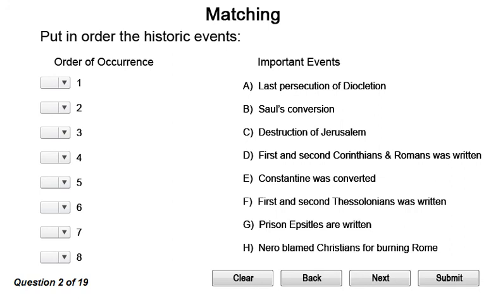Then we have Constantine was converted and took over the empire. That was in 312 AD. 1st and 2nd Thessalonians was written before 1st and 2nd Corinthians. Then we have the prison epistles. And then we have Nero blamed Christians for the burning of Rome. This was in 64 AD.